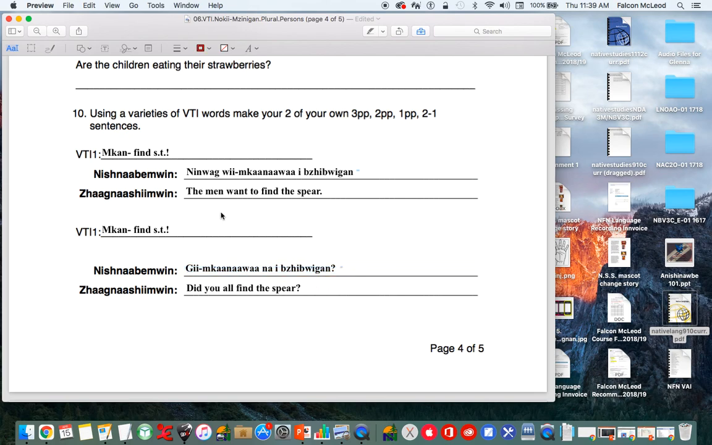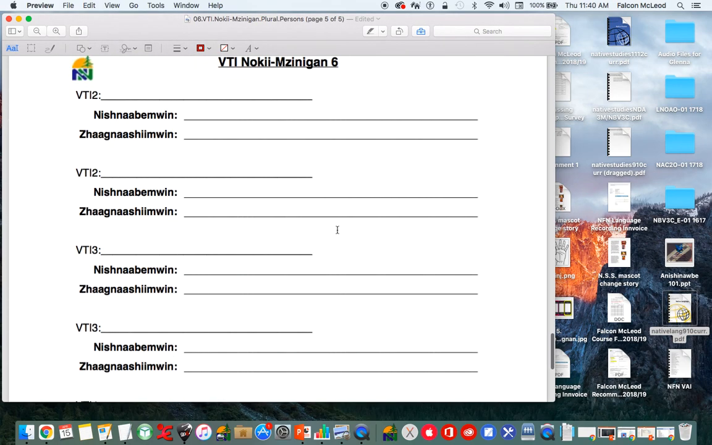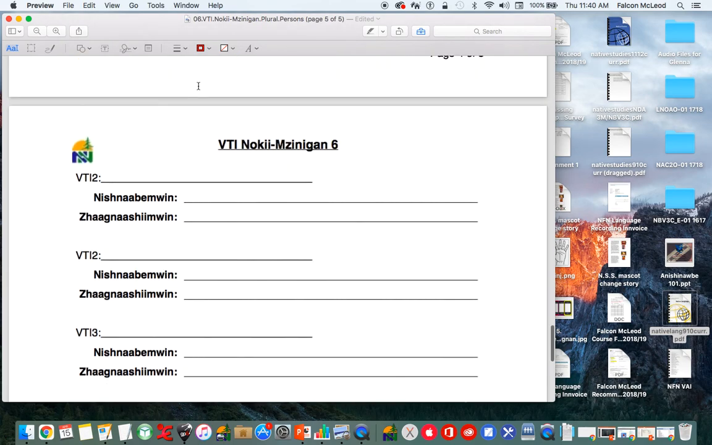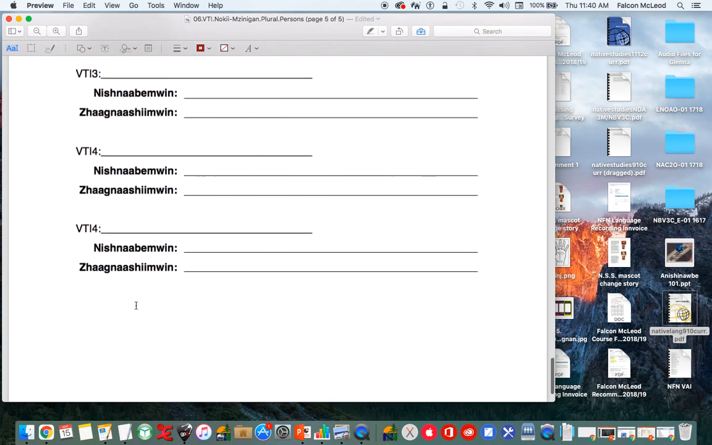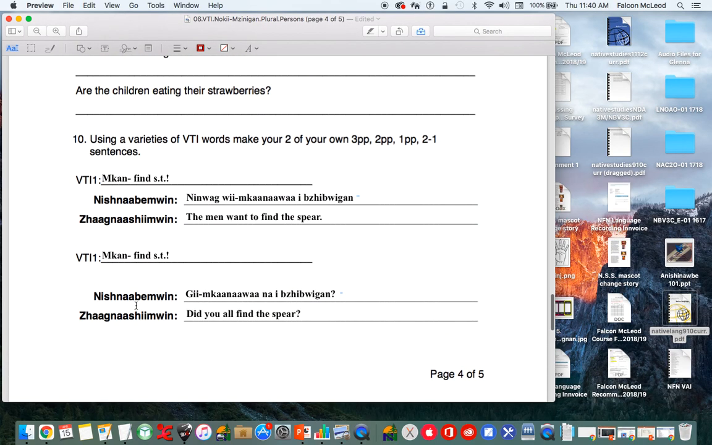So I've done 2 examples here for you guys in third person plural, second person plural. You can do other pronouns for these other examples here. So you can select a VTI-2, VTI-3, and a VTI-4 and do these all on your own.